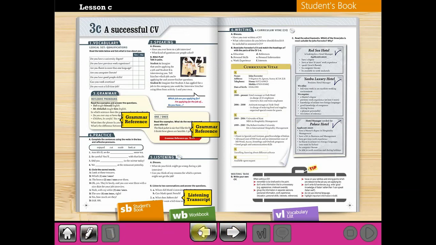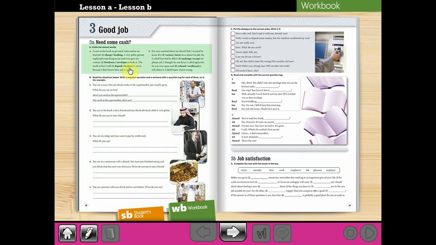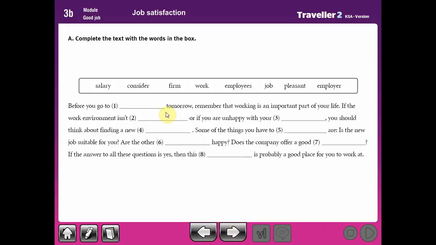Let's go to the workbook. We go back from the first part. Here you have to answer this part, right? And I think we answered it. Yes, we have this part. Yes, just to fill in the spaces with the words from the list before you go. Okay, before you go to work.